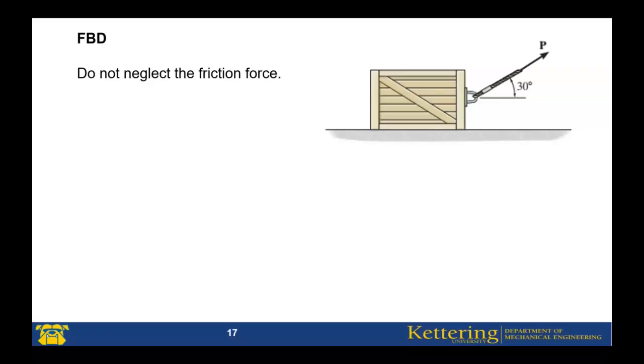For this one, there's an applied force P. And we do not neglect the friction force. For this one, there's a normal force, there is a weight, and because this one is moving in this direction, there's a frictional force. It's called mu k multiplied by N.